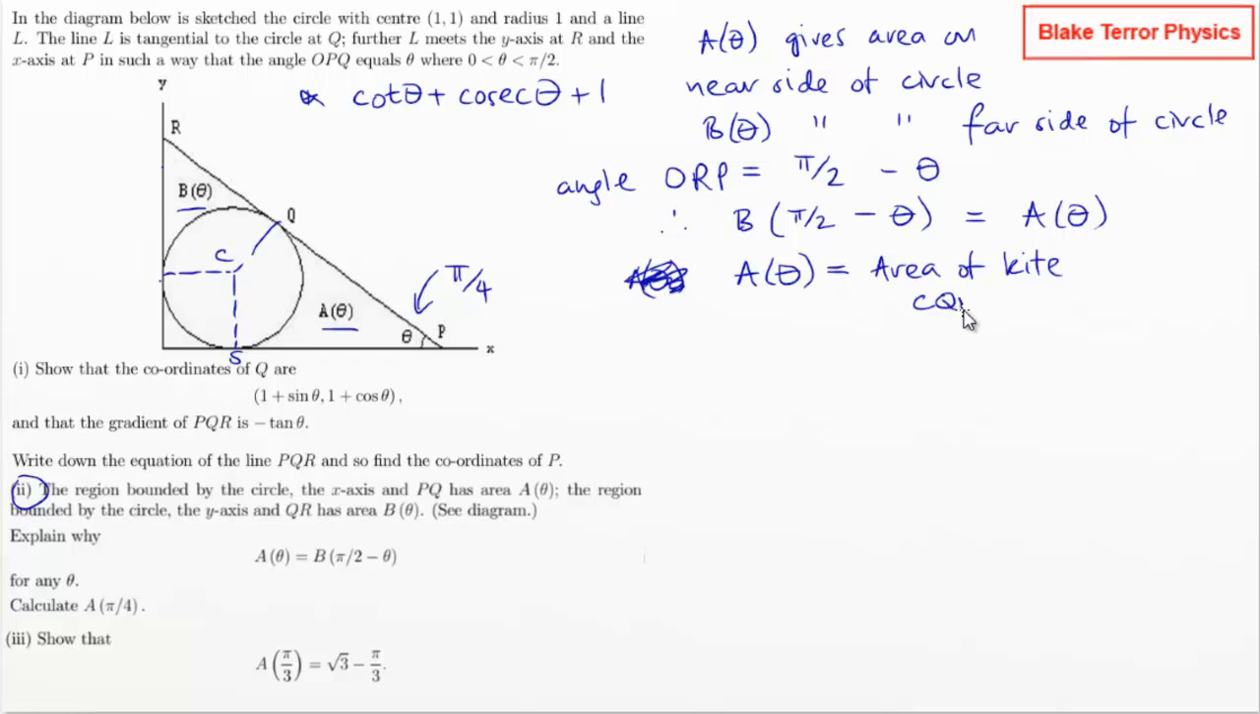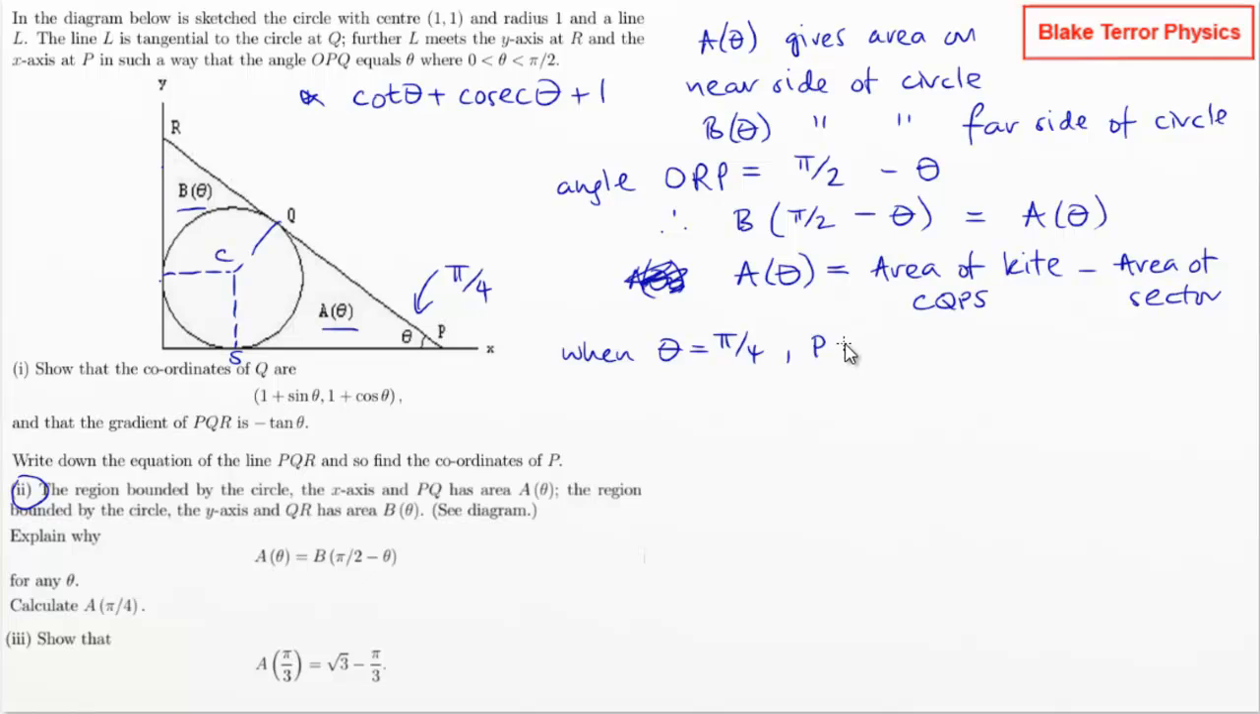C Q P S minus area of the sector of the circle. Area of sector. So that's our word equation for what we're trying to work out, and that's going to give us a theta. Okay, that is good. We're going to need the coordinates of P then, aren't we? We need to know where P is. So when theta equals pi divided by 4, where is P?